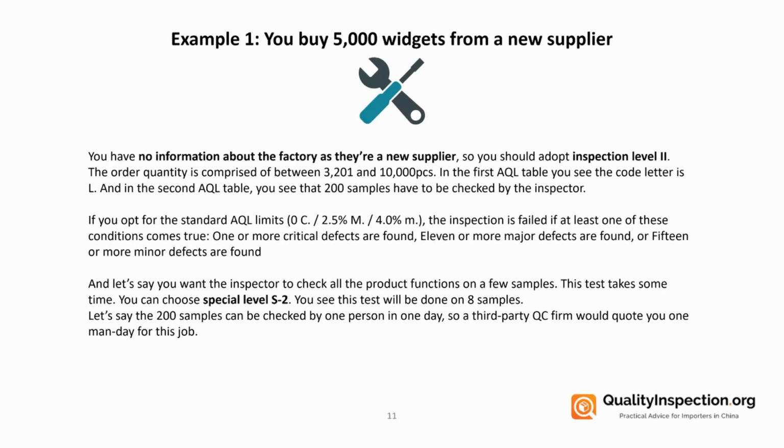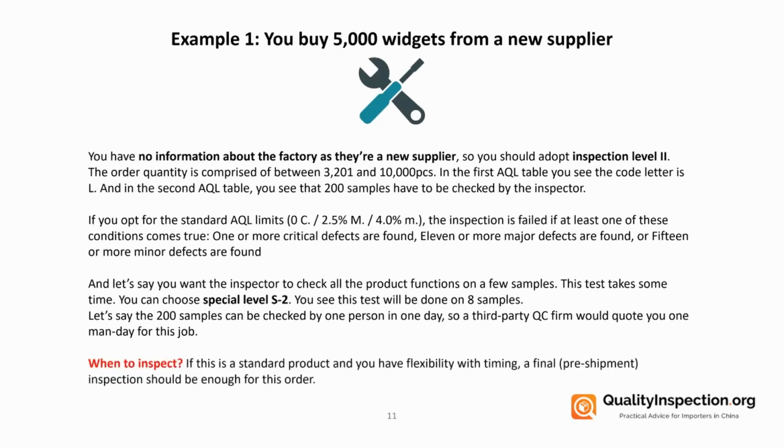This test obviously takes a little bit of time because they've got to go into quite some detail checking each sample. For that, you'll choose special level S2, and this brings up 8 samples out of the 200 that need to be checked. 200 samples can roughly be checked by one person in one day, so a third-party QC firm like Sofeast would quote you 1 man day for this job.